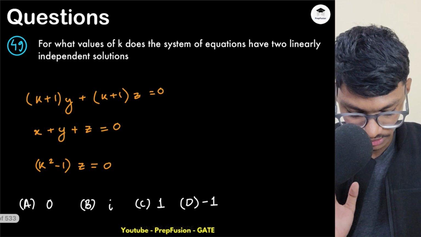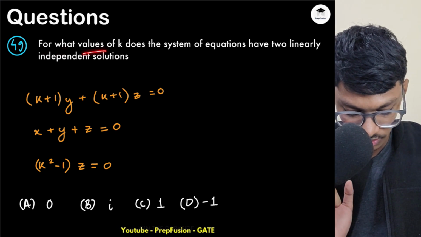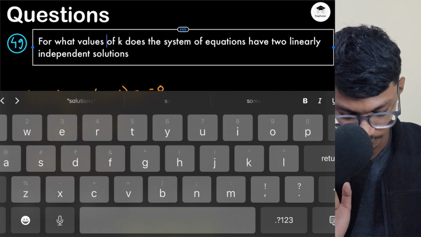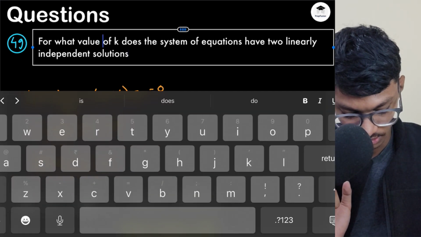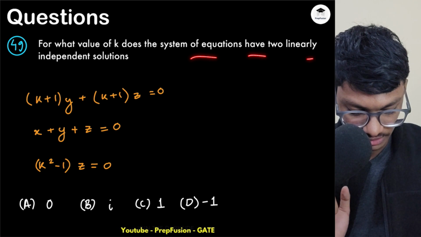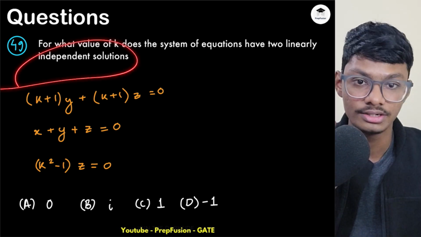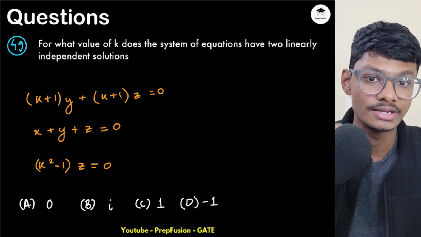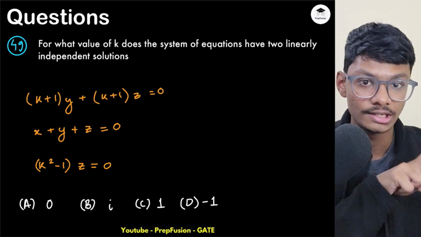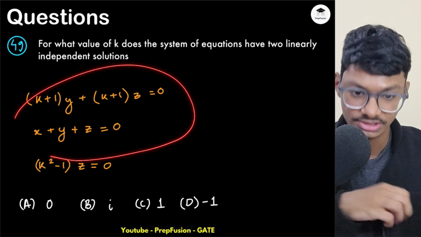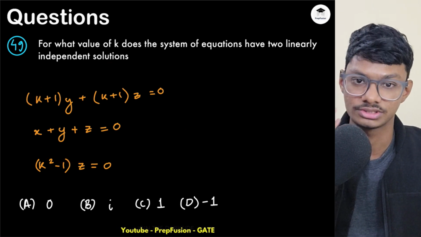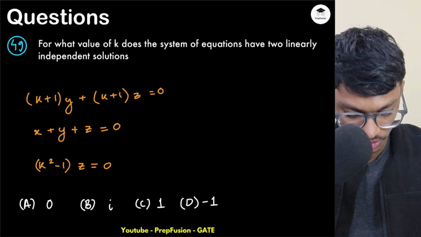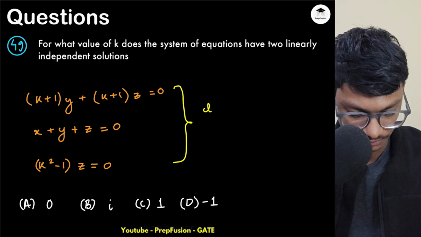So what is this next question telling us? For what values of k does the system of equations have two linearly independent solutions? We have two linearly independent solutions. That means, what is this first? What is this system of equations? This is a homogeneous system of equations. So that is the first thing that you will notice.